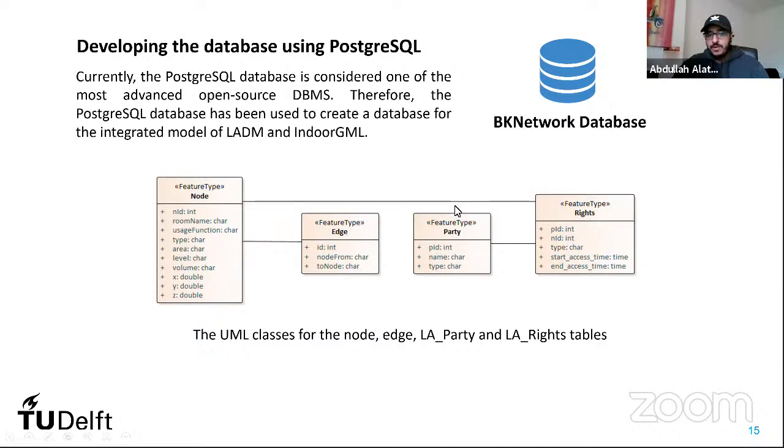After that, we have to define a table for the party, for the users, and it includes the party ID, the name of the party, and the type. And last is the right table, which has the party ID, the node ID, and the type of the rights, and the start access time and the end access time.